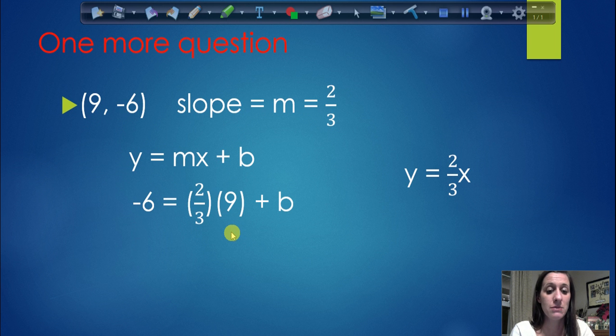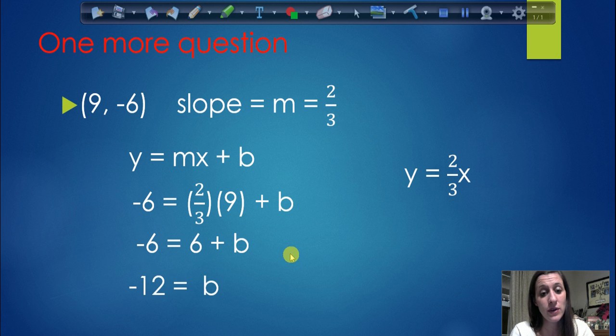So 2/3 times 9 is 6. And then I'm going to subtract 6 from both sides to find the b value, and I'm going to get that the b value is -12. And so my equation will be y equals 2/3 x minus 12. And that is how you find the equation of a line when you're given a point and a slope.